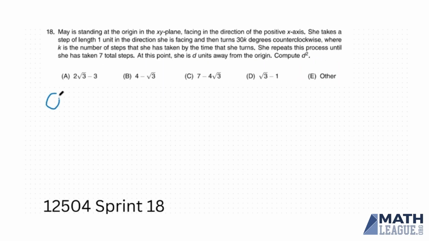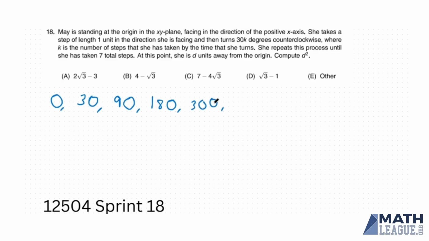Her first step is 0 degrees turned counterclockwise. Then her next step is going to be 0 plus 30 times 1, or 30. Her next step will be 30 plus 30 times 2, or 30 plus 60, which is 90. Her next step will be 90 plus 30 times 3, or 90 plus 90, or 180 degrees turned. Her next step will be 180 plus 30 times 4, or 180 plus 120, or 300.